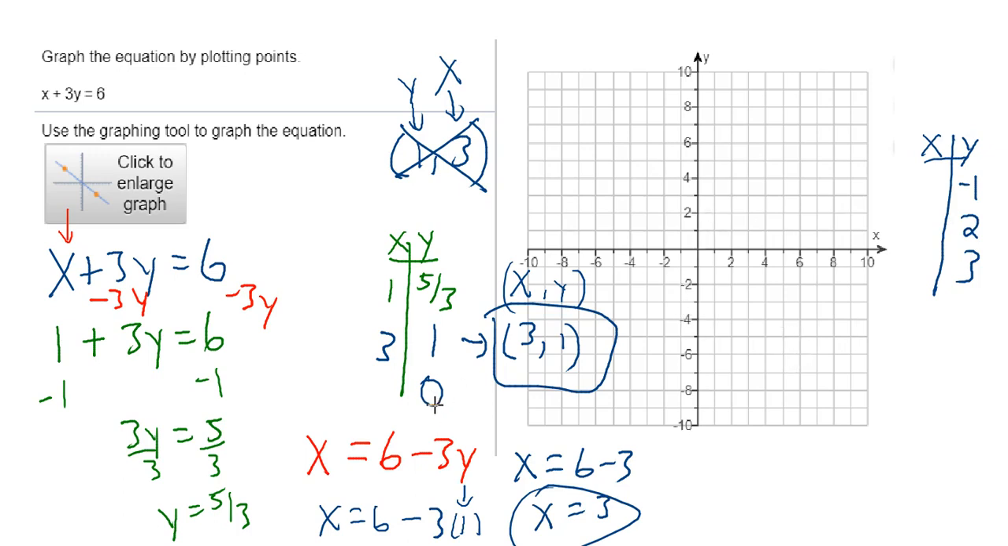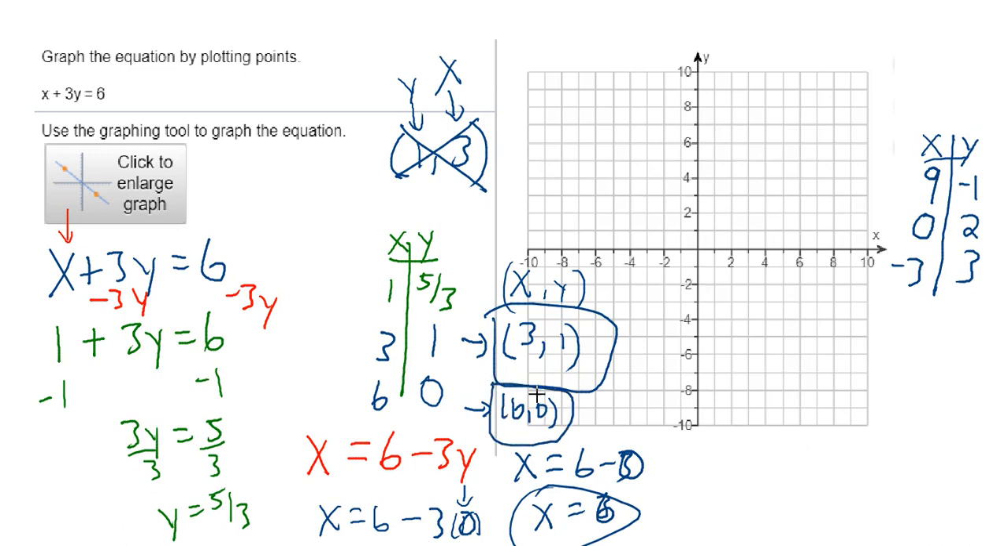So if I plug in 0 for y, if I plug in 0 here, I get 3 times 0, which is going to be 0. 6 minus 0 means this turns out to be equal to 6. So I get the ordered pair 6, 0. The rest of these I'm just going to do mentally. If you plug in -1 for y, you will get 9 for x. If you plug in 2 for y, you will get 0 for x. If you plug in 3 for y, you will get -3 for x.